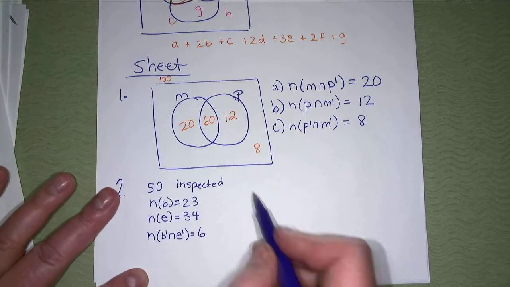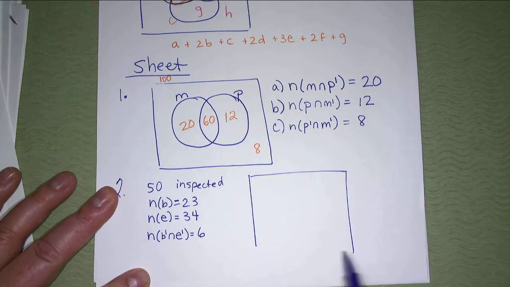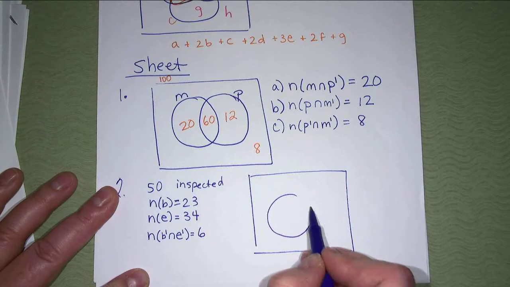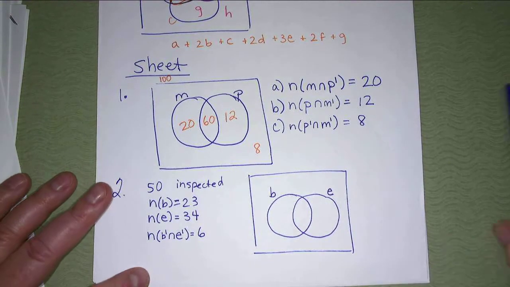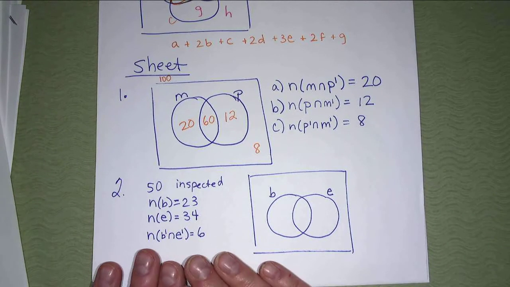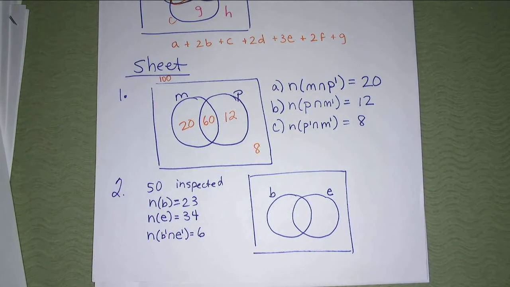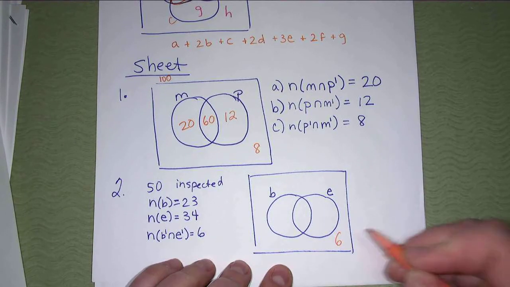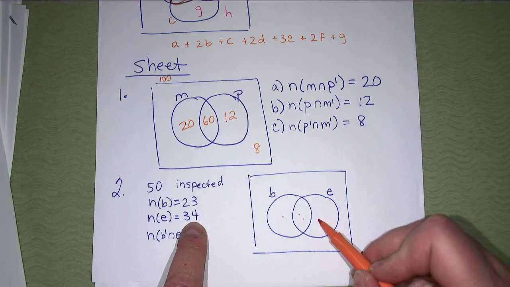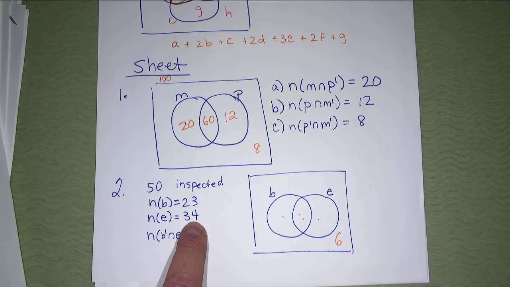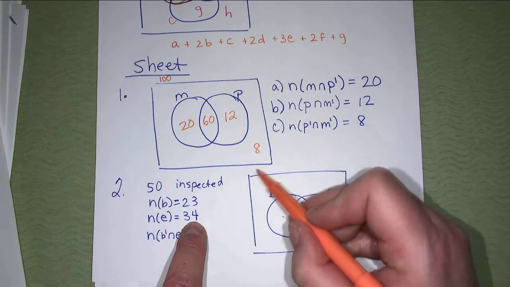So if we were to draw the Venn diagram for that, brakes, exhaust, what numbers out of these 4 numbers can we put in the Venn diagram right now? The 6, because that's neither, so that goes out here. But we can't put the 23 because that's these 2 pieces. And we can't put the 34 because that's these 2, and we don't know how they add up. The 50 is everyone, right?